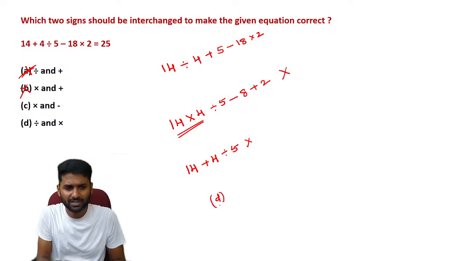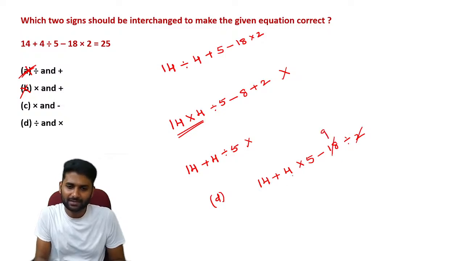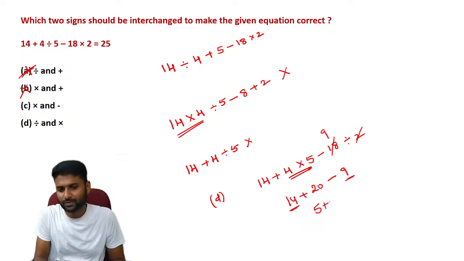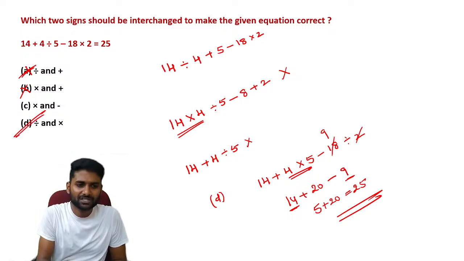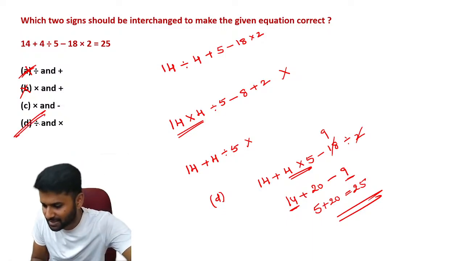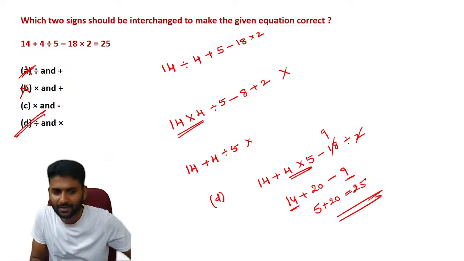The final option, D. 14 plus 4 is multiplied with 5 minus 18 divided by 2. 18 divided by 2 is exactly 9. So 4 into 5 is 20, and just subtract the 9 units. 14 minus 9, see the difference of 5 units. 5 plus 20 is equal to 25. Yes, if you interchange both division and multiplication, then the left and right hand side values are the same. So D is the suitable answer.